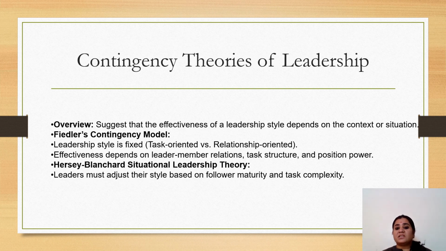Now we will discuss the contingency theory of leadership. Contingency theory basically argues that no single leadership style is best. Instead, the effectiveness of leadership depends on the situation. We can say that leadership should be adapted to fit the context, including the task, the team, and the environment. There is Fiedler's contingency model. In this, we have leadership style and effectiveness. According to leadership style, they have task oriented versus relationship oriented, and effectiveness totally depends on factors such as leader-member relations, task structure, and the power the leader has.